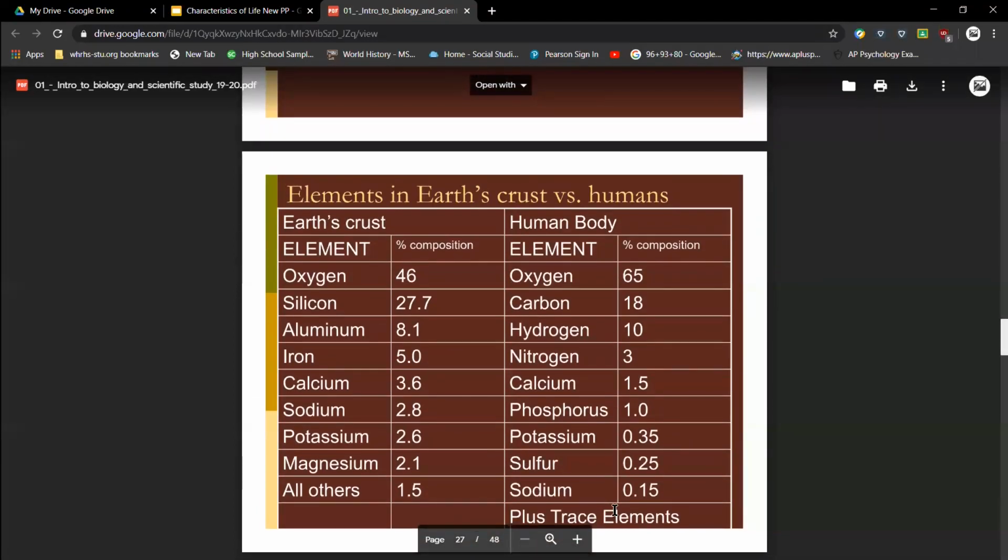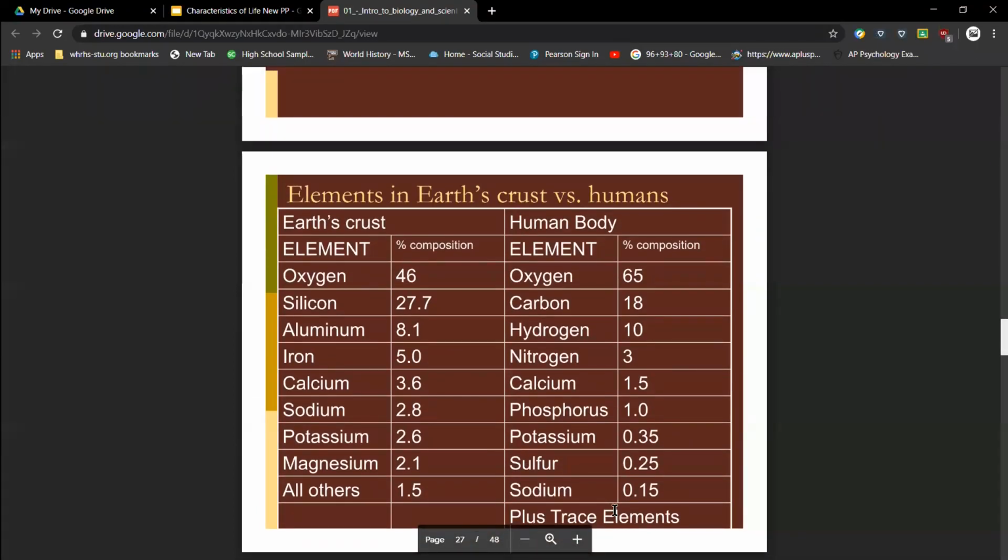When comparing the Earth's crust to the human body, the major elements in humans are, as I said, oxygen, carbon, hydrogen, nitrogen, phosphorus, and sulfur. Those are the major ones that you have to remember. The reason oxygen and hydrogen are so big is because they're in water, and 70% of us is water.